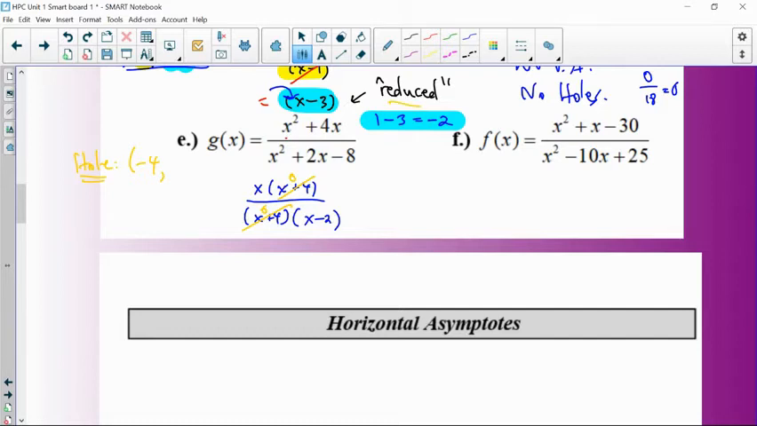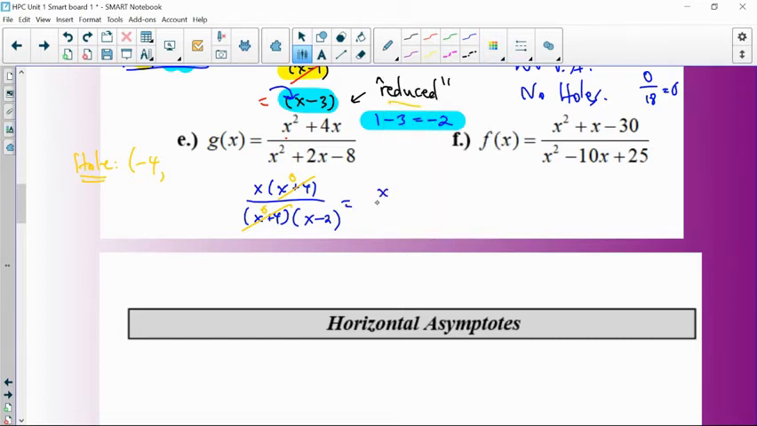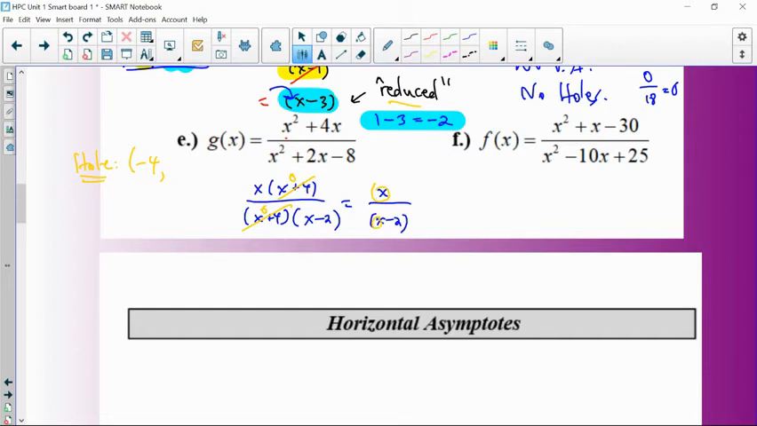So then we have our reduced form. So let me write that. So the reduced form, the x stays, and we have x minus 2 in the reduced form. So what I'm going to do now is take that -4 that I had solved, and I'm going to put that into the x here and here. So then I'm going to get -4 over -4 minus 2. Which is -4 over -6, which is 2/3. So that is how I get the y component of the hole. I have to substitute the x component into the reduced form.